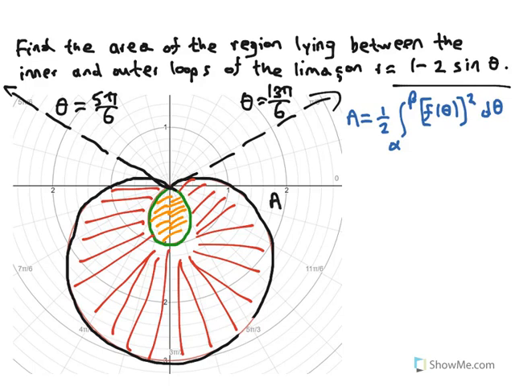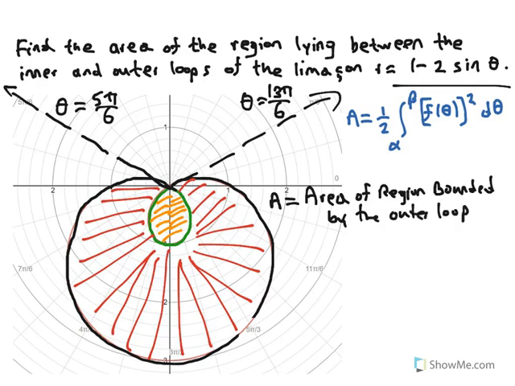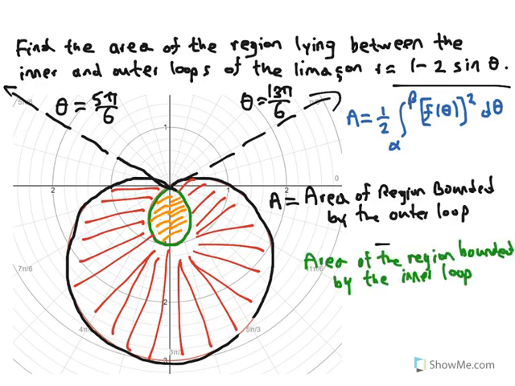So our problem will require us to find the area of the region bounded by the outer loop, and subtract from that the area of the region bounded by the inner loop. And that difference will give us the area of the region lying between the inner and outer loops of the limacon, given by r is equal to 1 minus 2 sine theta.